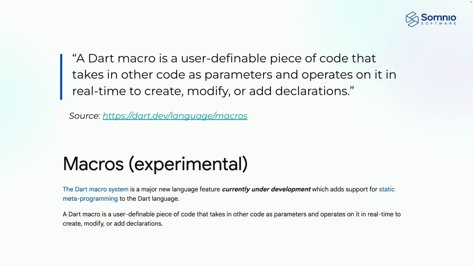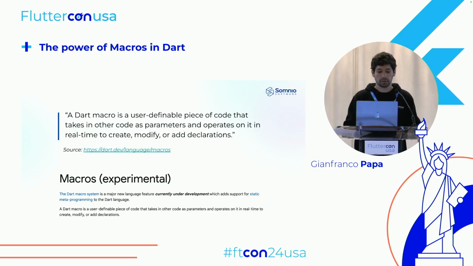So what are macros, right? The definition from the documentation is that a Dart macro is a user-definable piece of code that takes in other code as a parameter and operates on it in real time to create, modify, or add declarations. The cool thing here is that it operates in real time. We're going to see in a demo how it works, but it's going to drastically affect the amount of time we spend dealing with code generation itself.